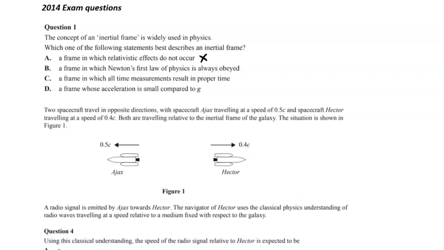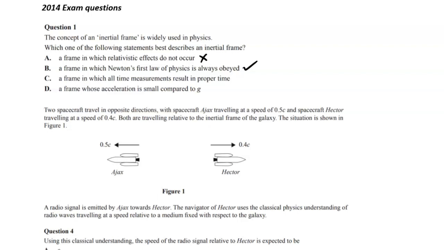Within an inertial reference frame, as I said, all it depends on is it traveling at a constant velocity and all of the normal laws of physics are going to apply. So if I were to throw a ball within an inertial reference frame, I would observe projectile motion like I would be expecting. If I was in a non-inertial reference frame, I'd see some weird things happening, maybe the ball not traveling in a parabola as I would be expecting because I'd be accelerating somehow. So part B, a frame in which Newton's first law of physics is always obeyed. Well, that's true. Is that going to be the best answer? Let's see with the other answers that we've got here.